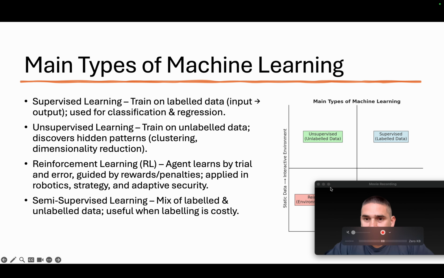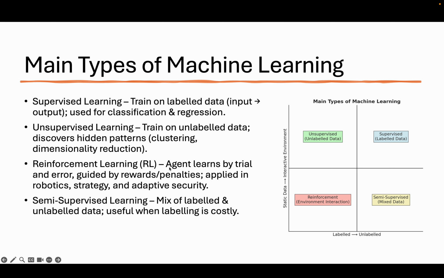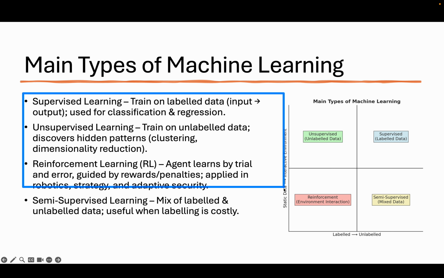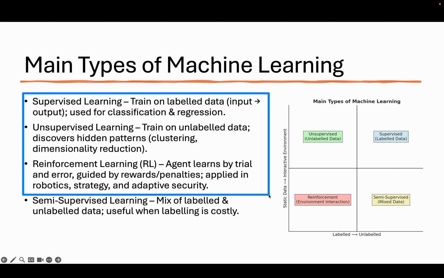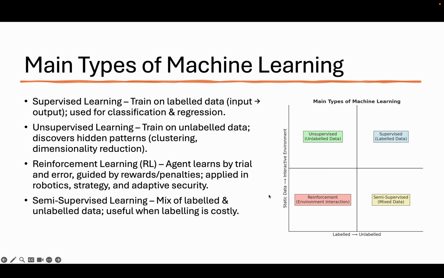Starting with the first topic. The main types of machine learning are supervised learning, unsupervised learning, reinforcement learning, and there is also a merging combination of those models. But the main three types of machine learning are supervised, unsupervised, and reinforcement learning.